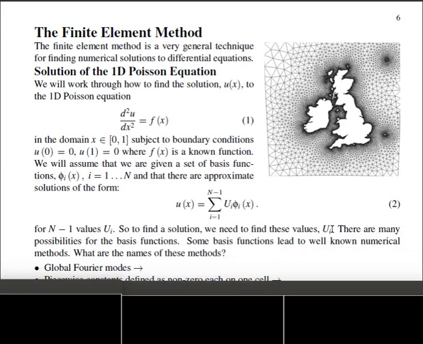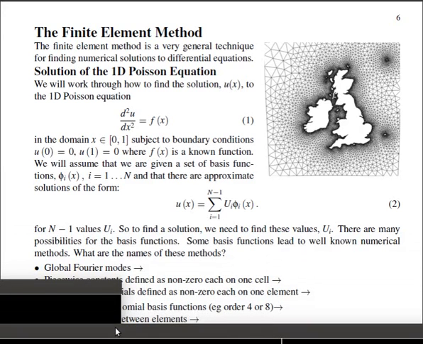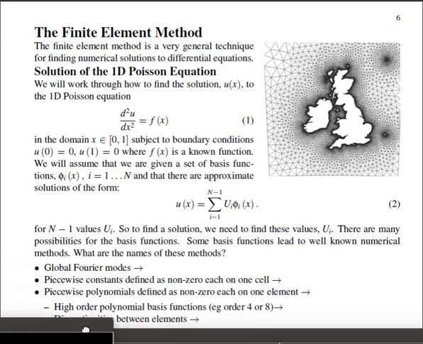There are many different possibilities for basis functions, and some basis functions lead to very well-known numerical methods. So for example, I'd like you to have a think if you can think what these numerical methods might be, or you might like to Google them before the lecture, find out what they are. If you have global Fourier modes, this is a numerical method that you know. If you have piecewise constants defined in each region separately, this is another numerical method that you've heard of.